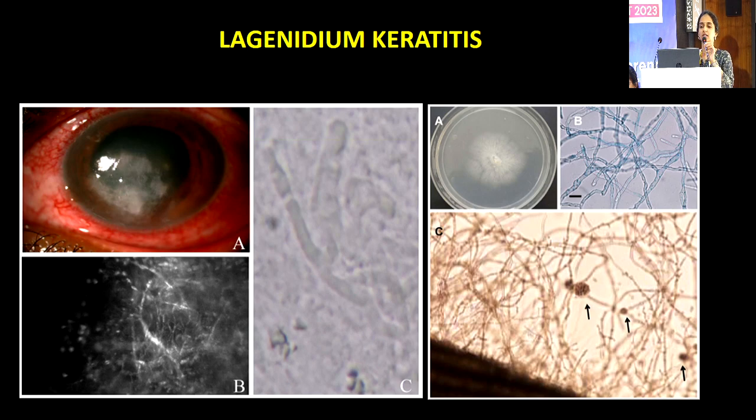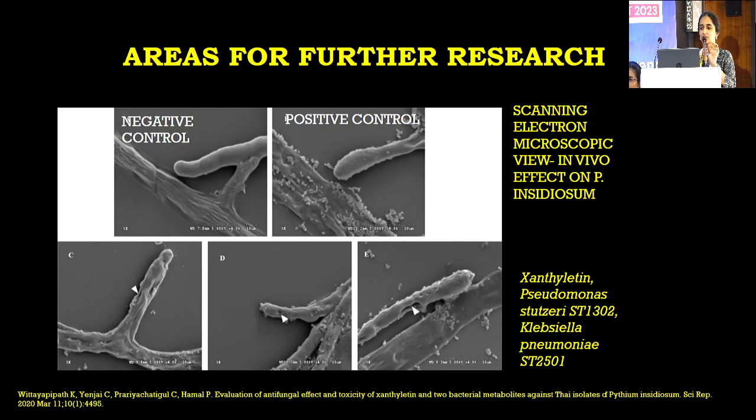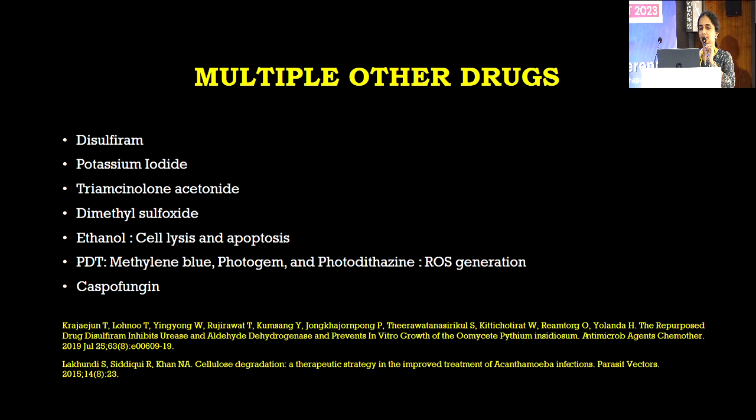Then there is this particular organism which is another oomycete, the Lagenidium, which can present absolutely similar to Pythium keratitis, and PCR is the only way we can distinguish between the two, and this has an even worse prognosis when compared to Pythium keratitis. Then there are areas of further research. This paper showing scanning electron microscopic pictures wherein Pythium filaments treated with xanthellitine, Pseudomonas extract and Klebsiella extract were effective in vitro to destroy the Pythium filament. Multiple other drugs have been used as mentioned.